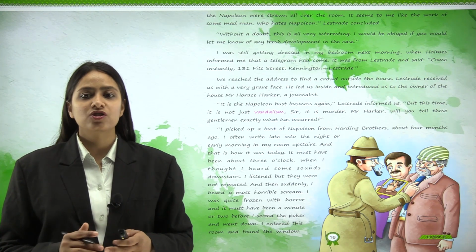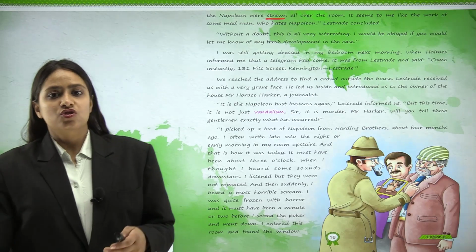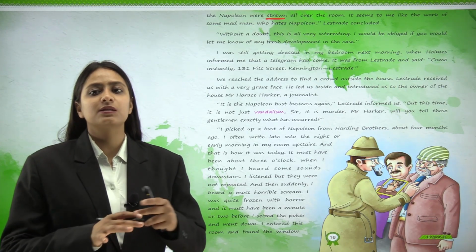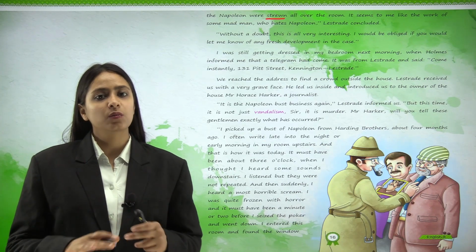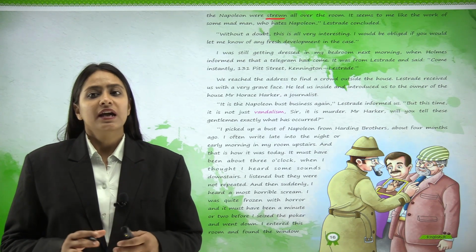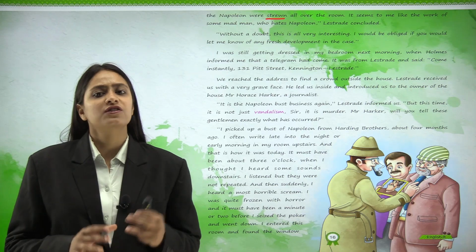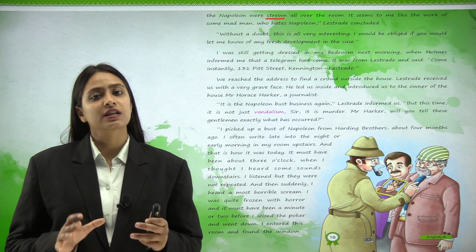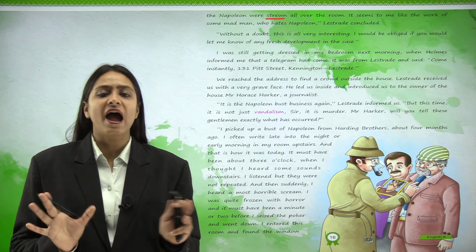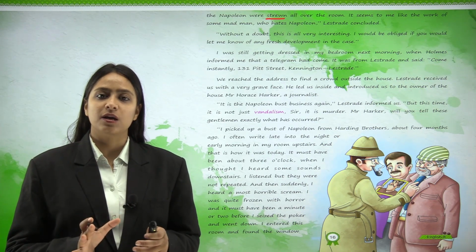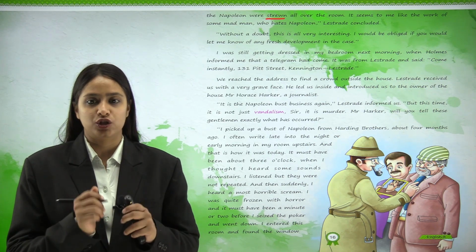So what do we mean by strewed here, students? Strewn, which means they were smashed, completely smashed all over. The bust of Napoleon was completely smashed. It seemed to me like the work of some madman who hated Napoleon. So now Lestrade is saying that it must have been the work of some angry man who actually hates Napoleon and broke all the statues.